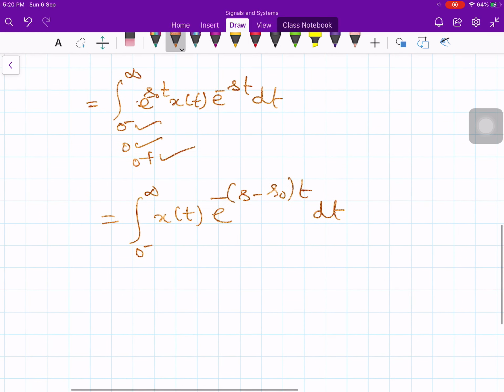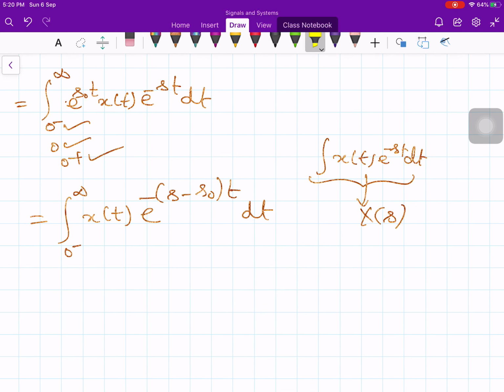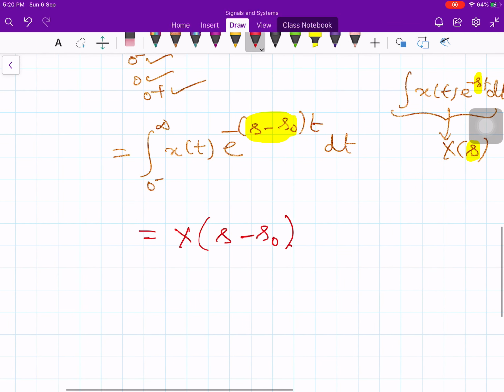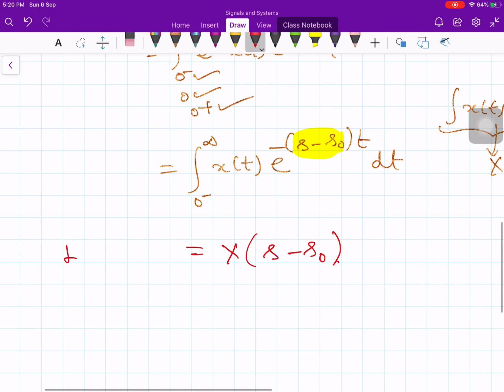Now you can see that if you had x of t e to the minus st dt, then you wrote this as x of s, right? So if you have s here, then you wrote x of s. Now instead of s, here we have s minus s naught. Therefore this would be x of s minus s naught. Therefore the Laplace transform of x of t e to the s naught t is like this.